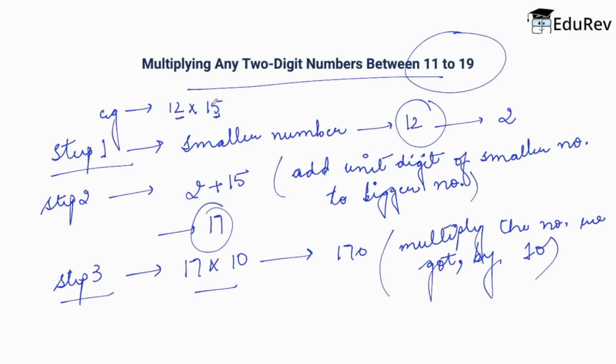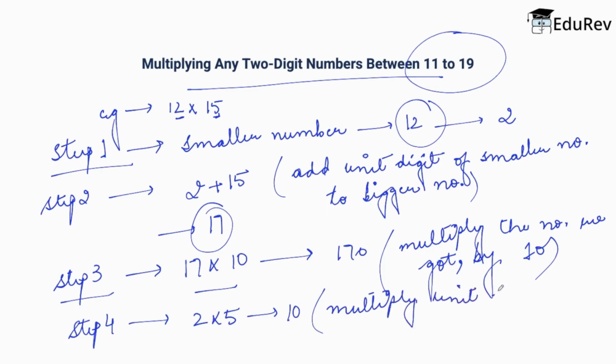And then once I have multiplied it by 10, I have to multiply the unit digits of both these numbers. So it will be what? Step 4 will be multiply the unit digits. That is 2 into 5, which is going to be what? 10. So multiply the unit digits. That is going to be what?